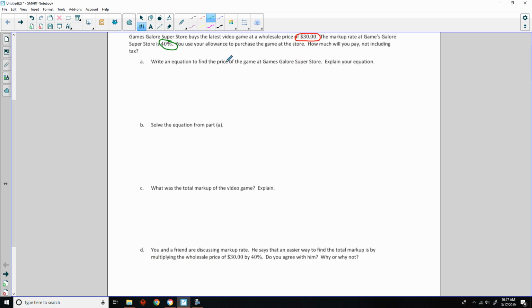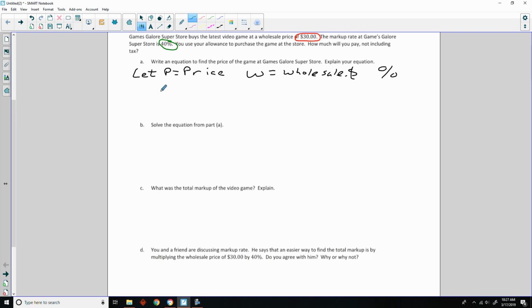A says, write an equation to find the price of the game at the Games Galore Superstore and explain your equation. So we want to represent variables. Let P equal the price of the game. W will be the wholesale price. That's the cost they paid. And then we have percentages.